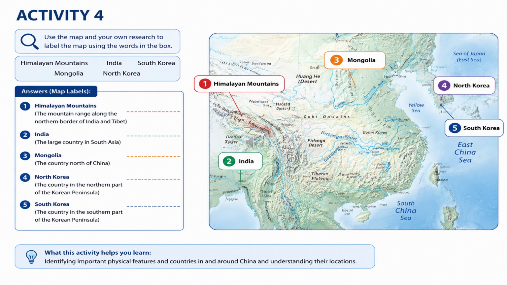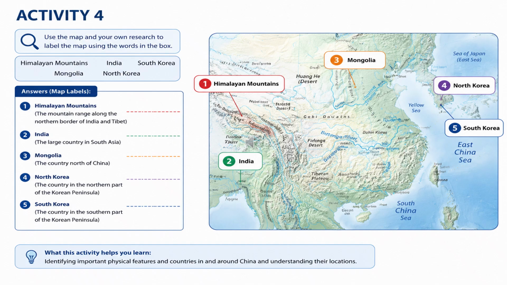Although today's lesson is not about India, it is important to know where India is and how it shares borders with China. So number 3 is Mongolia. Mongolia is the country directly north of China. It is well known for its vast grasslands, deserts, and low population density.